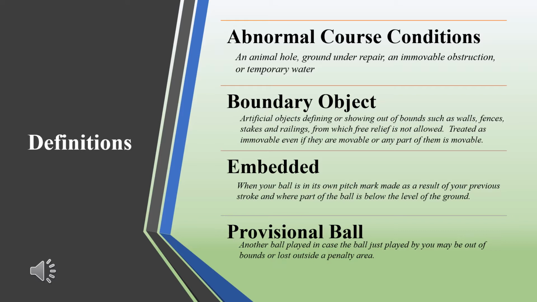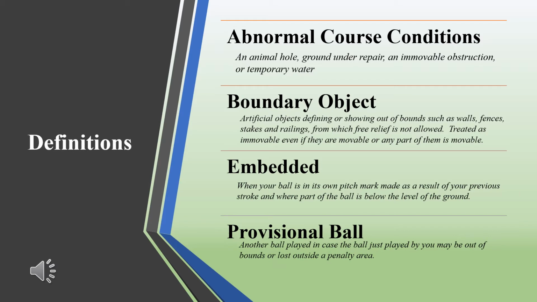You cannot lose a ball in an abnormal course condition. For example, if there is an area marked ground under repair and a player hits their ball into the ground under repair and the group is virtually certain that the ball is in that area, but the ball is not found, the player can take relief without penalty, estimating the spot where that ball would be.